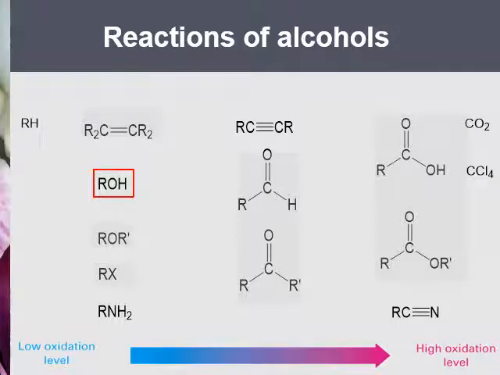In the last section, we studied the preparation of alcohols. Alcohols can be prepared from alkyl halide by a substitution reaction, from double bond by hydration reaction, from carbonyl compounds by reduction reaction. In this section, we're going to study the reactions of alcohols.